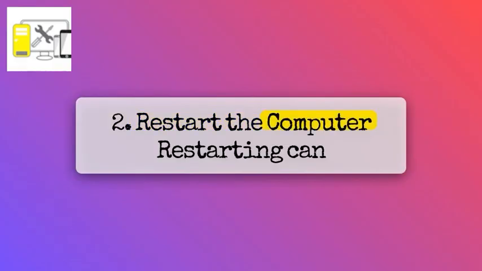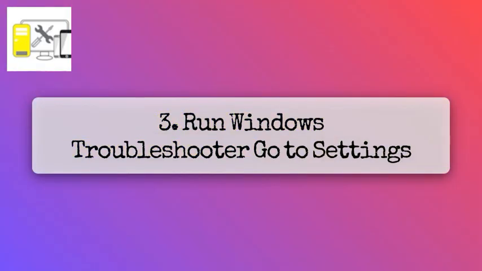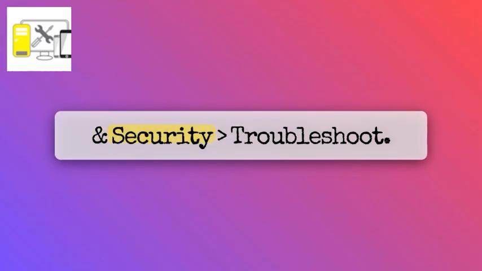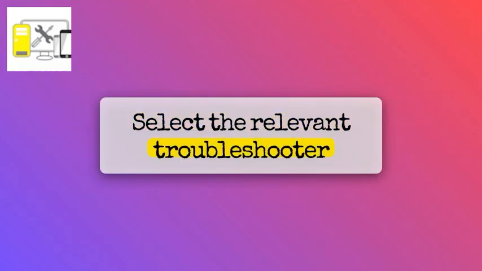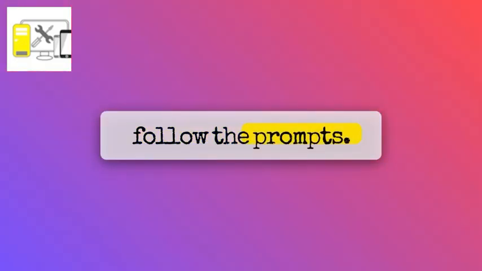2. Restart the computer. Restarting can resolve temporary glitches or memory-related issues. 3. Run Windows Troubleshooter. Go to Settings, Update and Security, Troubleshoot. Select the relevant troubleshooter, e.g., Internet, Hardware, Windows Update, and follow the prompts.